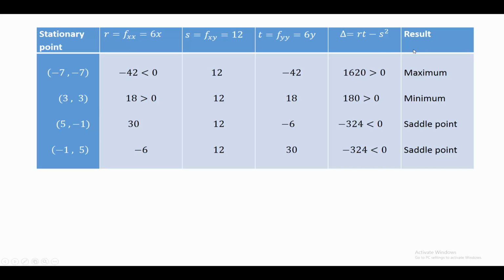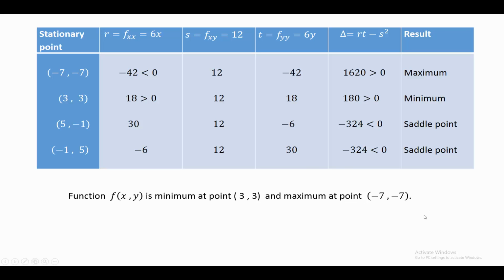Next one at point (5, -1), delta equal to rt minus s square, 30 into 6 is 180, minus 12 square 144, so it is equal to -324. This is negative, delta negative, so this point (5, -1) is a saddle point. At point (-1, 5), rt is -6 into 30 is -180, minus 144 is -324. This is also negative. Again delta negative, so point (-1, 5) is a saddle point, and therefore function f of xy is minimum at point (3, 3) and maximum at point (-7, -7).